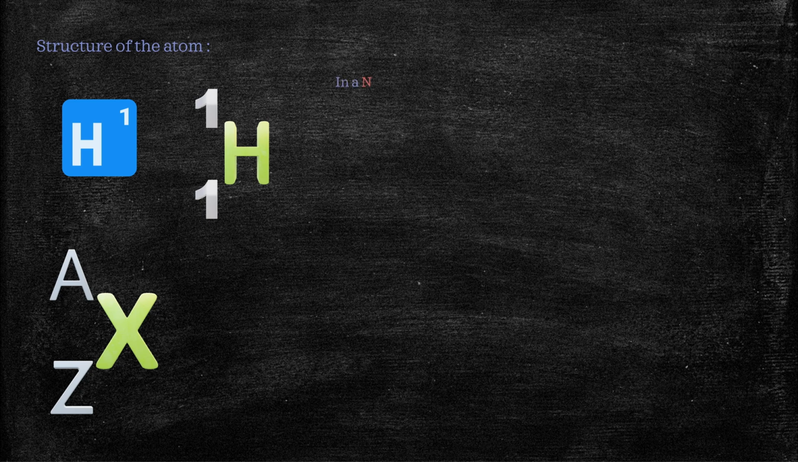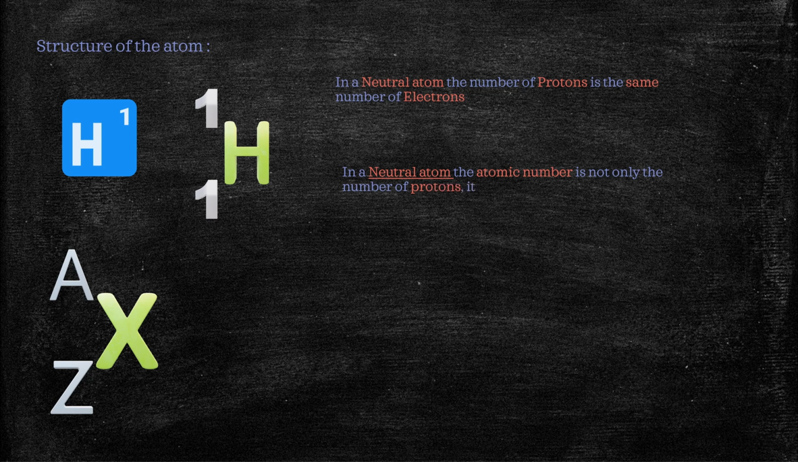Keep in mind that in a neutral atom, the number of protons is the same as the number of electrons. This means that in a neutral atom, the atomic number is not only the number of protons, it's also the number of electrons. But as we said, that's only applicable in neutral atoms.